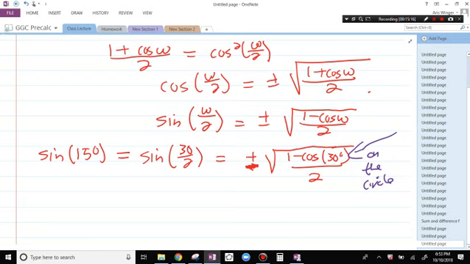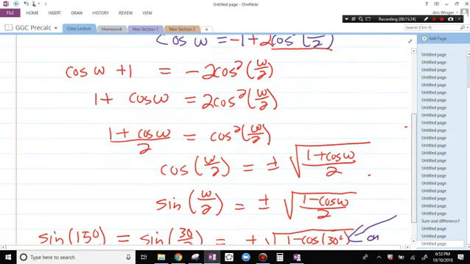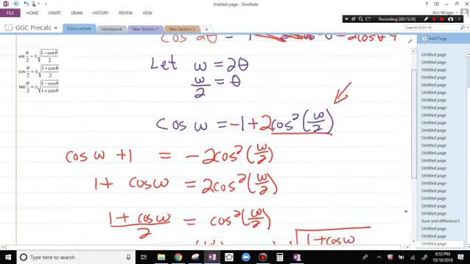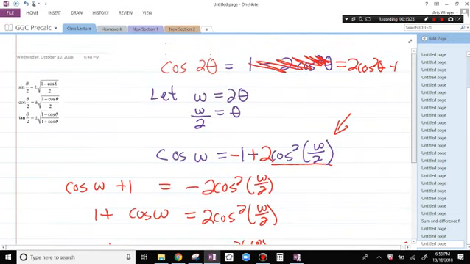Go ahead. If you go above, it says cosine W plus 1 equals minus 2 cosine squared. Is that... Now this is plus. This is also plus, right? Because we added that over. That's plus. Yeah, that's right. So I was wondering, did he just change the sign? No, no. Yeah, we just wrote the formula wrong at the beginning. Sorry, thank you. Oh, no worries.